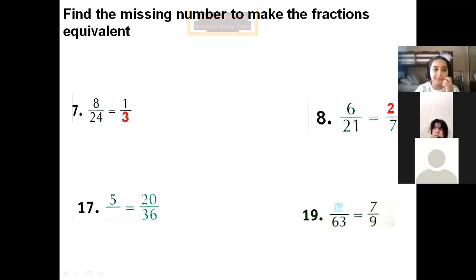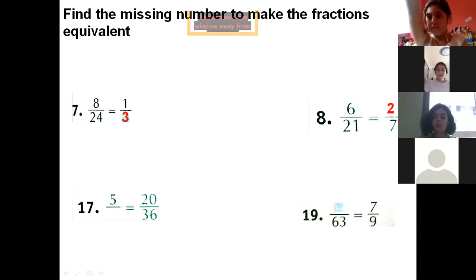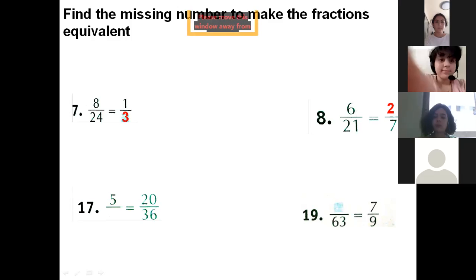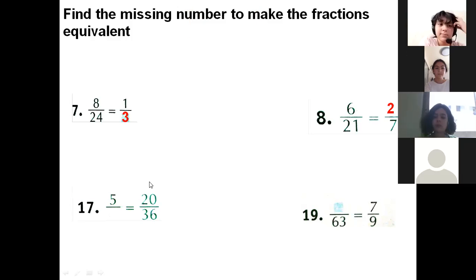Let's go to someone else. Manar. Yes, teacher. Hi, Manar. Tell us about question 17. We multiplied it by 4. Yes, 5 times 4 is 20. So what is the number down you multiply? Excellent, yes, 9. Because 9 times 4 is going to be 36.